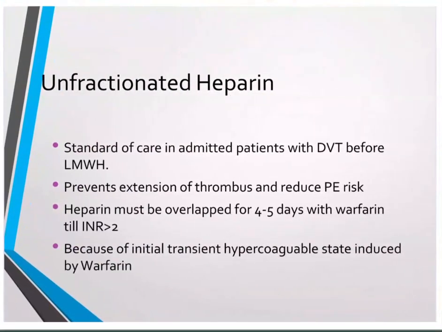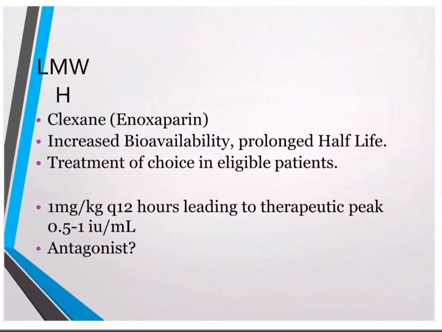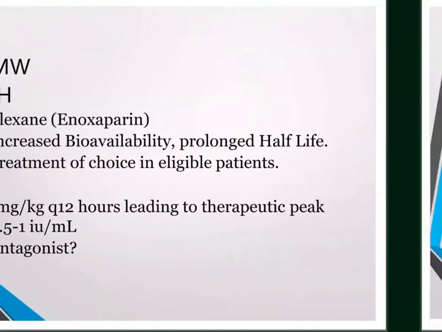So we've got unfractionated heparin, which we have already talked about. Heparin must be overlapped for 4 to 5 days with warfarin because of the initial transient hypercoagulable state induced by heparin. We've also got low molecular weight heparin, which is Clexane or enoxaparin, which can be used as well.